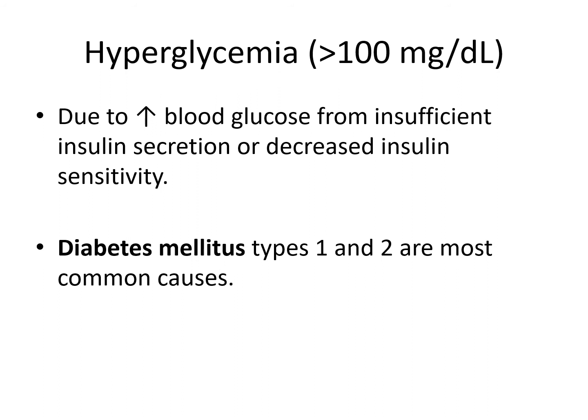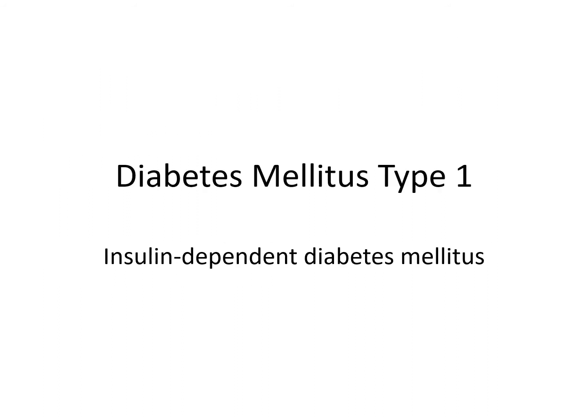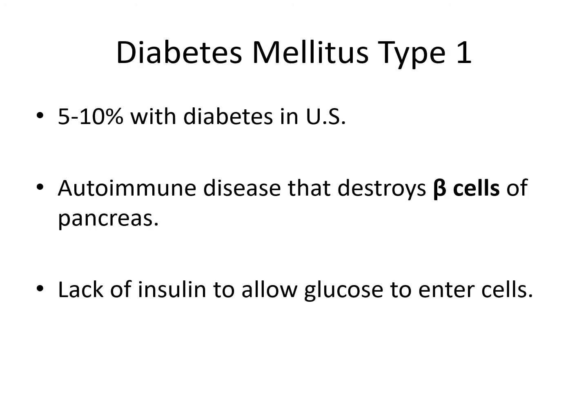Hyperglycemia is considered anything over 100 milligrams per deciliter. It's due to increased blood glucose from insufficient insulin secretion or decreased insulin sensitivity. The most common cause is diabetes mellitus, and we have both type 1 and type 2. Type 1 is insulin-dependent diabetes mellitus, and it's rarer, 5 to 10% of diabetics in the U.S. This is an autoimmune disease that destroys beta cells in the pancreas, so there is a lack of insulin to allow glucose to enter the cells.